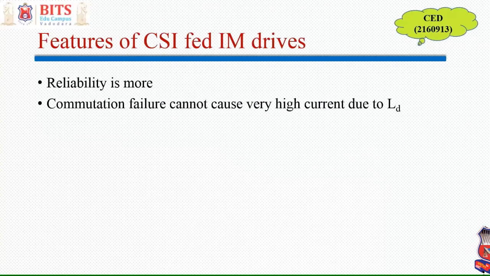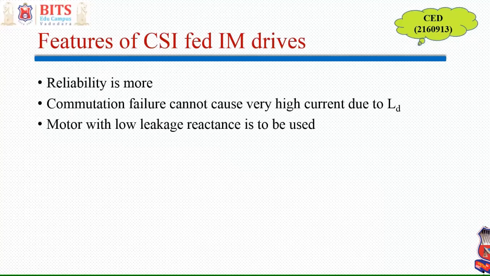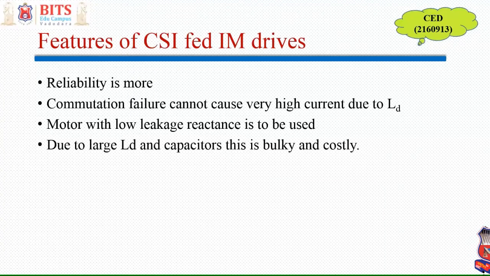Reliability is more, commutation failure is not there, so protection inbuilt है इसमें. And motor with low leakage reactance is used to be used over here. ये हमारी requirement है. Large LD की वजह से और capacitor की वजह से ये bulky और costly हो जाता है. इसका volume और weight दोनों ज़्यादा है. So this method is rarely used. It is used only for very large rating motors, right?